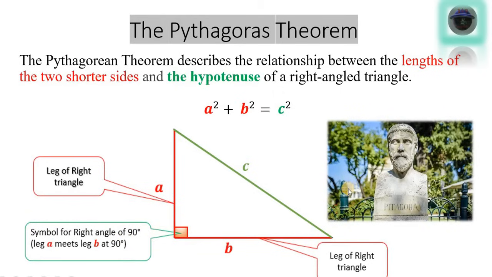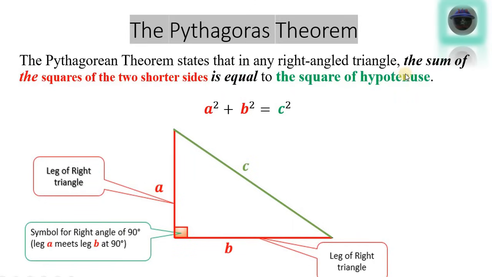Now, as you see in this picture, a picture of Pythagoras, he is credited for the Pythagorean theorem. However, the concept of the Pythagorean theorem has been used by the Babylonians and Indians long before Pythagoras. The Pythagorean theorem states that in any right angle triangle, the sum of the squares of the two shorter sides is equal to the square of the hypotenuse. So we're saying that if we square this short side and we square this short side and add them together, that result will be the same as if you would have just simply squared the hypotenuse.